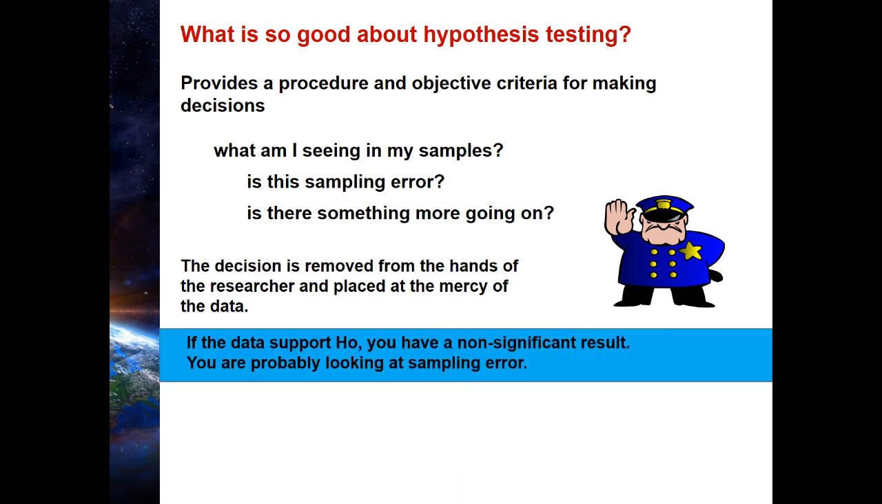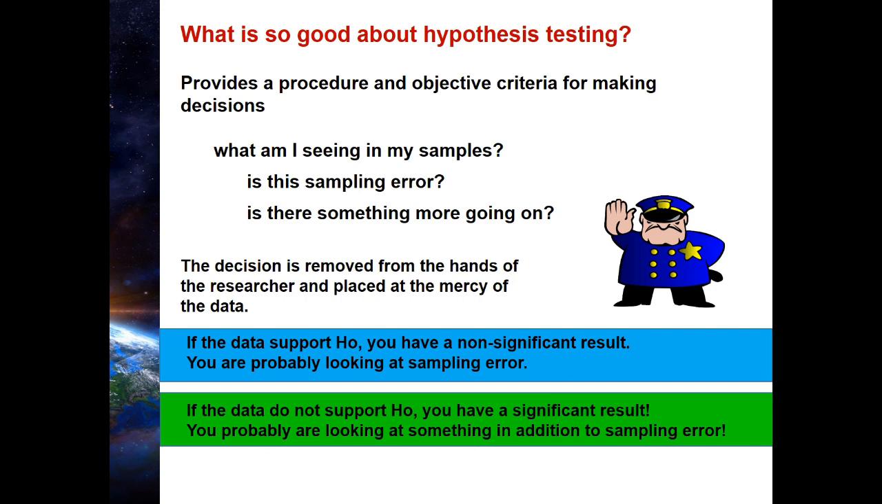So if the data support H0, that means you have a result that is not significant, or you can say the results are non-significant, which means you're probably just looking at sampling error. Null, none, and nothing: sampling error. However, if your data do not support H0, that means you have a significant result. And it means that you're probably looking at more than just sampling error. There's something else going on, some sort of treatment effect.